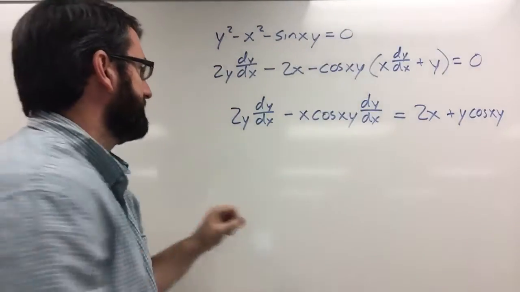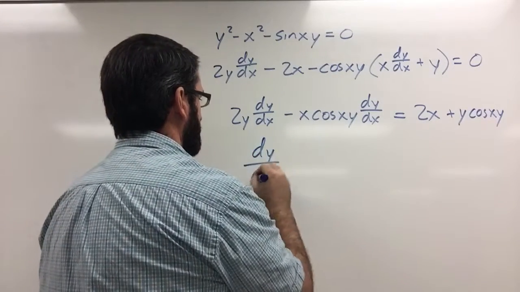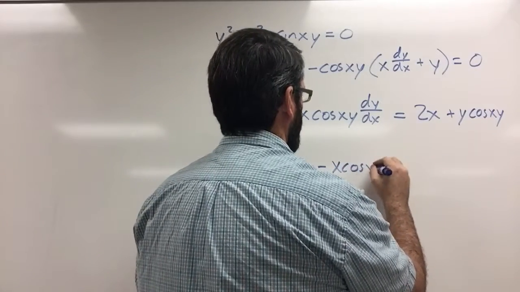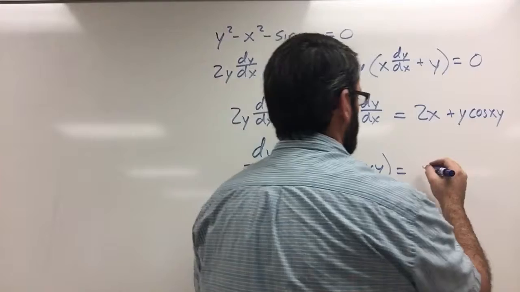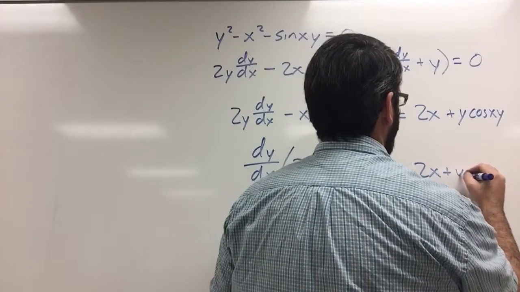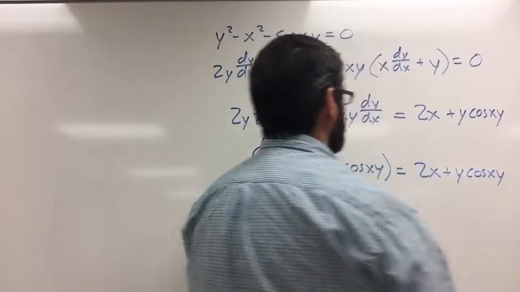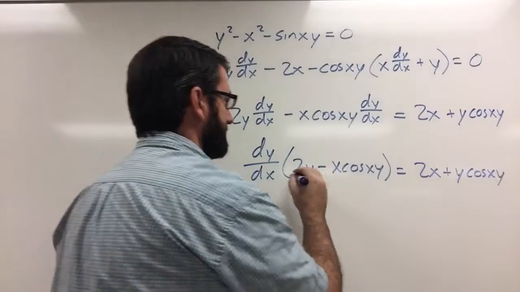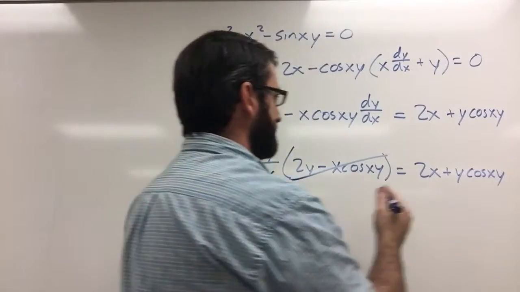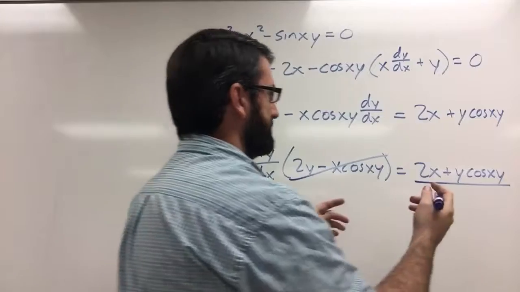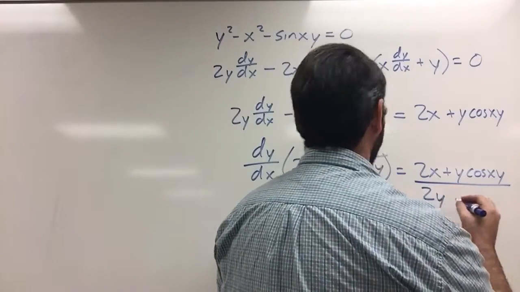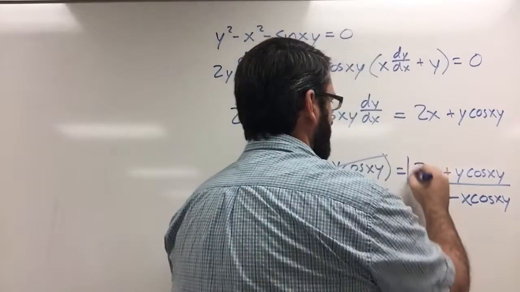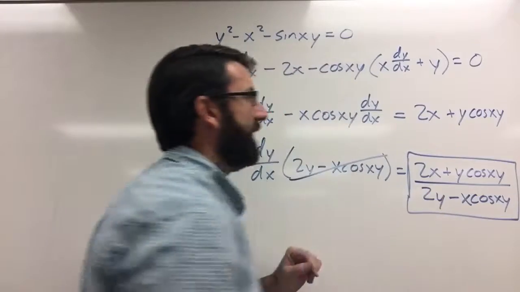All right, now we can factor this dy/dx out of here. 2y minus x cosine xy is equal to 2x plus y cosine xy. And then if we divide both sides by this, this will go away and we get dy/dx is equal to 2x plus y cosine xy divided by 2y minus x cosine xy. And that's going to be our answer. And I'm going to box that in.